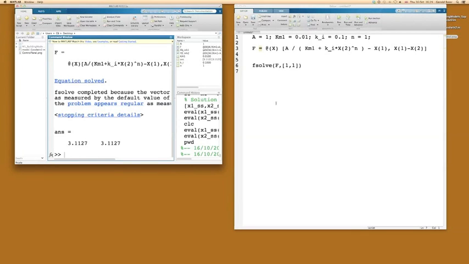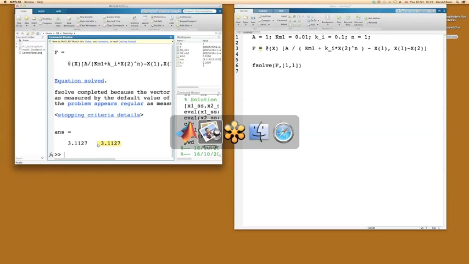Yes, we can see MATLAB found a solution, which is the final steady state concentration of x1, which is equal to 3.1127, and the final steady state concentration of x2, which is equal to 3.1127. Right, so this is some value, and it's whatever your units of concentration were. That could be, for example, millimole per milliliter or millimole per liter.